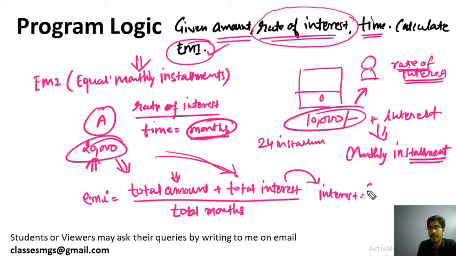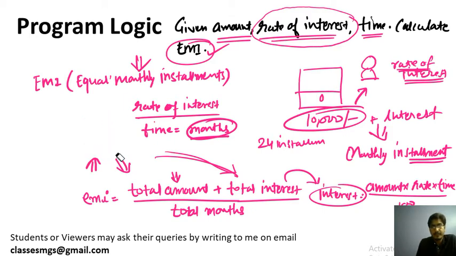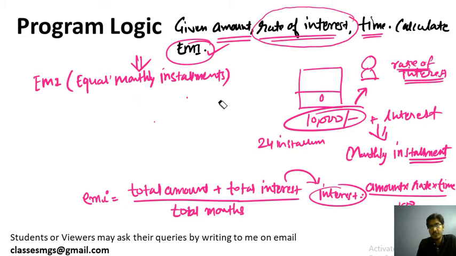To calculate the interest, we already have the formula. Interest equals amount into rate of interest into time, divided by 100. This is how you calculate the interest, and then you add the amount, add the interest and divide by total months. This is how you can calculate the EMI. Let's suppose I am calculating an EMI for a simple example. I will show you.